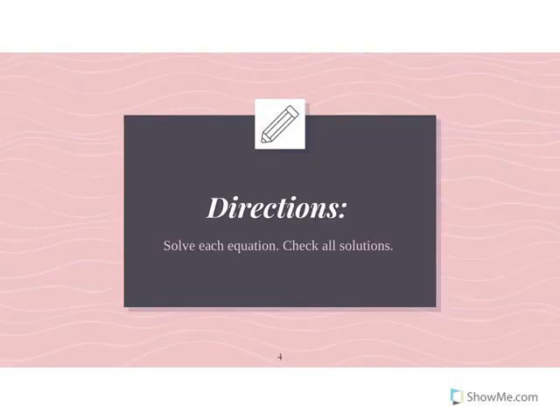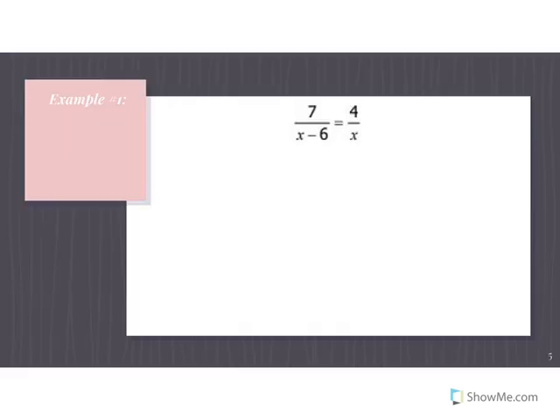Okay, so this is going to be the directions for all of our examples, so go ahead and write this down one time and then we'll just start writing down the examples. So solve each equation and check all solutions. Our first example, we have 7 divided by x minus 6 equals 4 divided by x. It's easiest to actually find your LCD, so let's put it over here on the side, my least common denominator. I just think it's easier to multiply by both the denominator values.